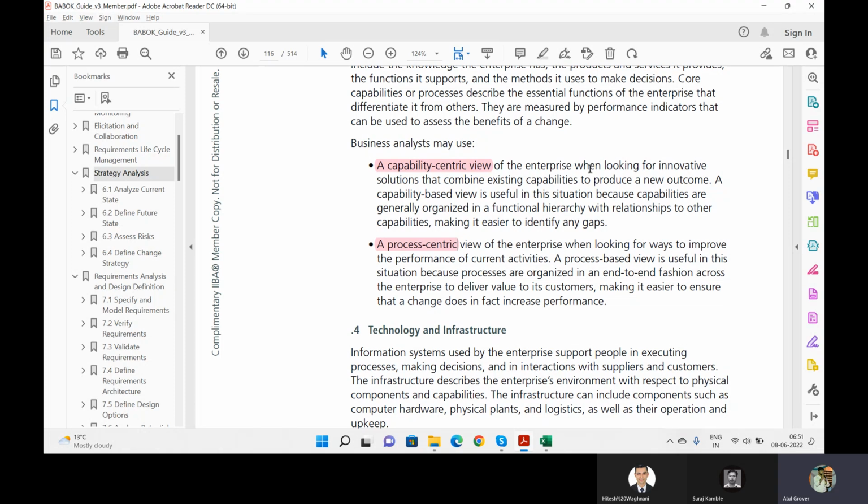Process COE, ServiceNow COE, Salesforce COE, Azure COE, Pega COE, Consulting COE, means in every domain they have a capability, because these capabilities will combine and be able to make a new outcome. That is called the capability-centric view.